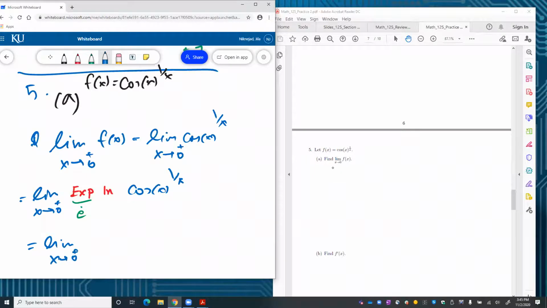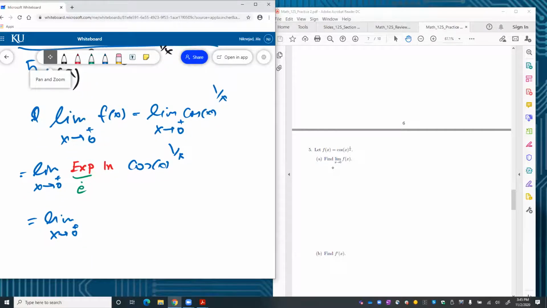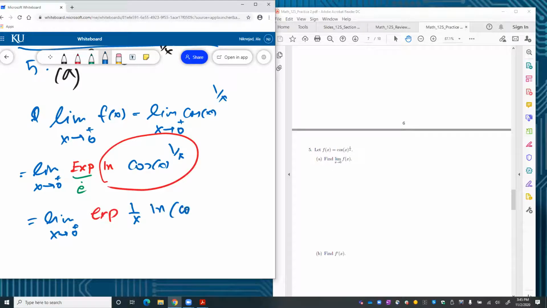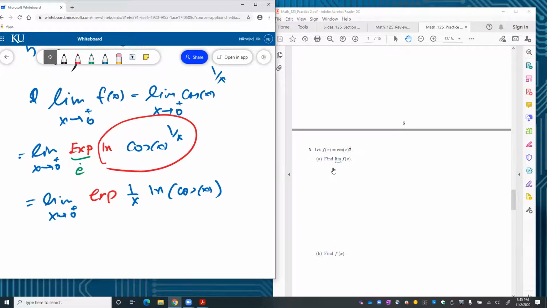Now that I put that in, I have exponential and ln. Now simplify this part. It would be 1 over x times the natural log of cosine of x. So far, everybody okay, right? Now, the next part is that exponential is a continuous function. I can bring the limit in. So exponential stays, limit goes in.